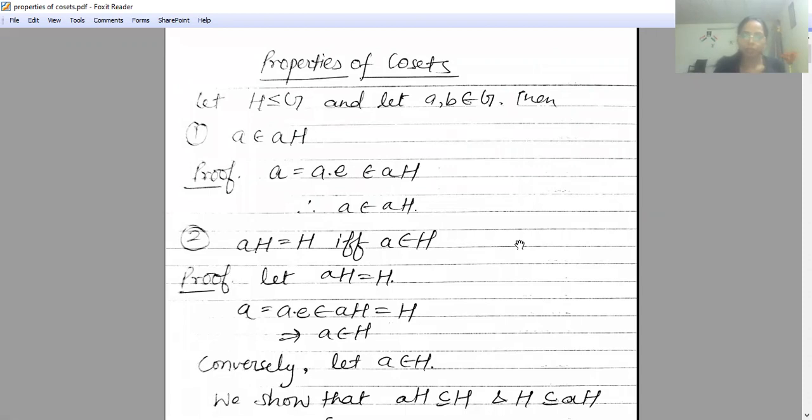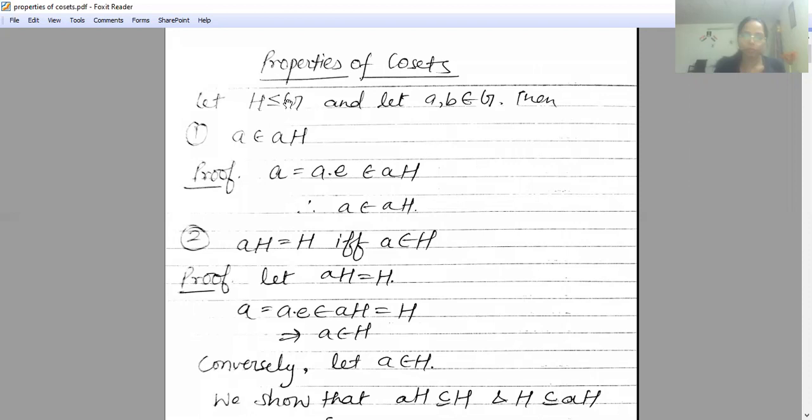Left coset means the elements of the group G are multiplied from the left, then that is your left coset, and if you are multiplying elements of the group from the right hand side, then that will give you the right coset. So there is not much difference between left coset and right coset, and we will see these properties here, how they are related.